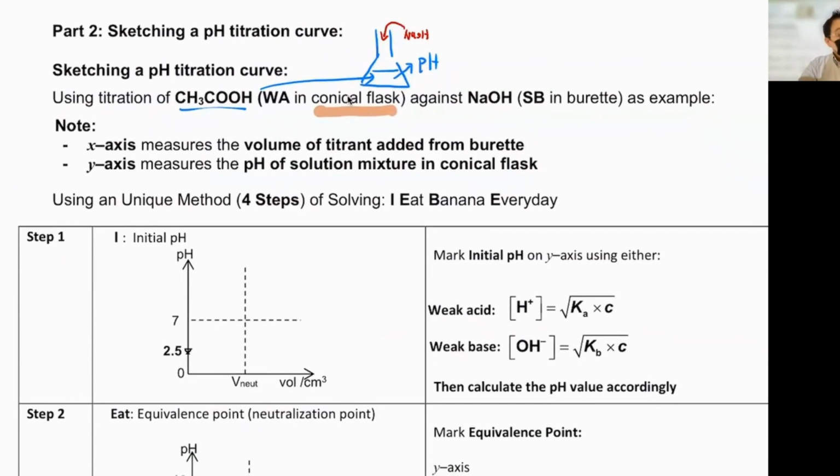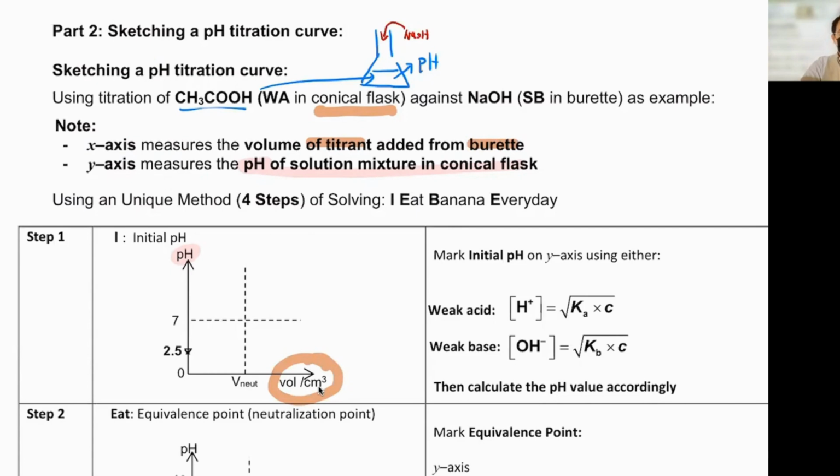Okay, then we need to know the axes. Now the axis here, you see this is the x-axis. The x-axis represents the volume of the titrant. Titrant is a term I need you to be familiar with. Titrant is from the burette. So remember, titrant is from the burette. Therefore, whatever volume I add from the burette is represented on the x-axis. This is all from the burette, how much I added in. Then the pH value of the conical flask is on the y-axis. So be aware, the y-axis is the conical flask, the x-axis is the burette. Okay, so now we understand how you read it.